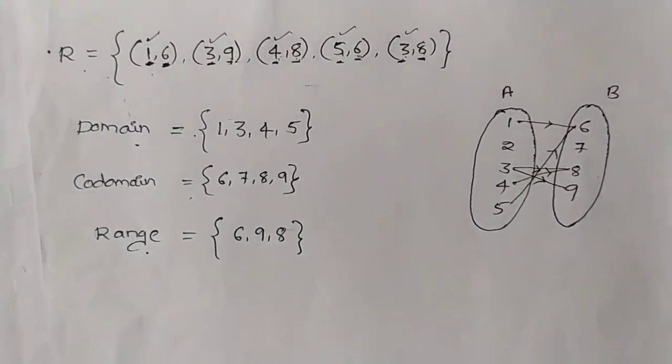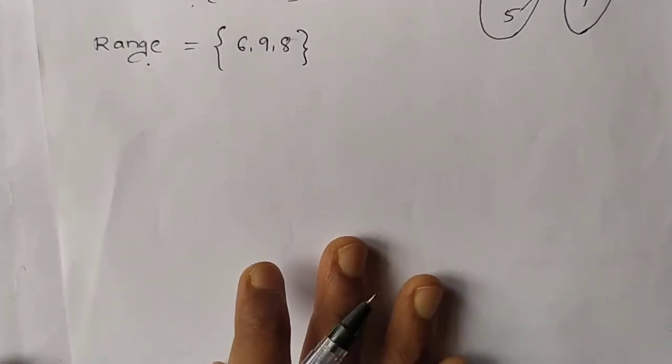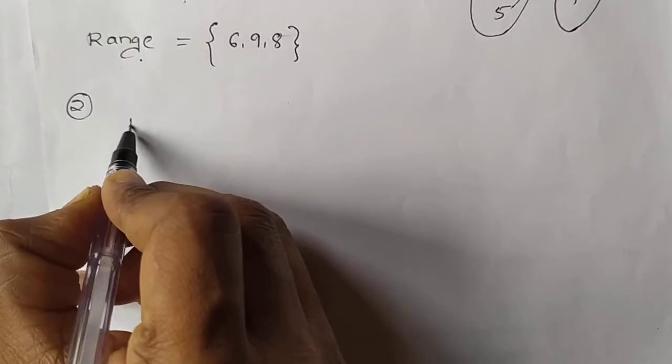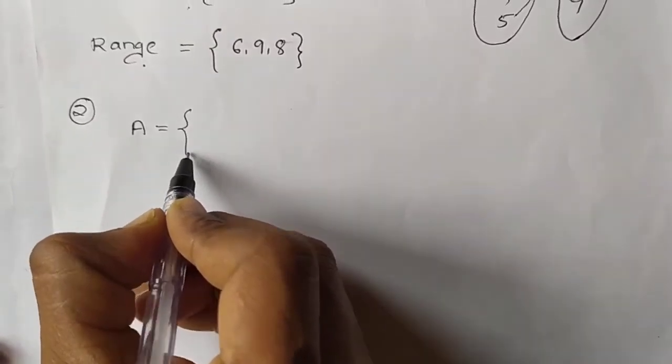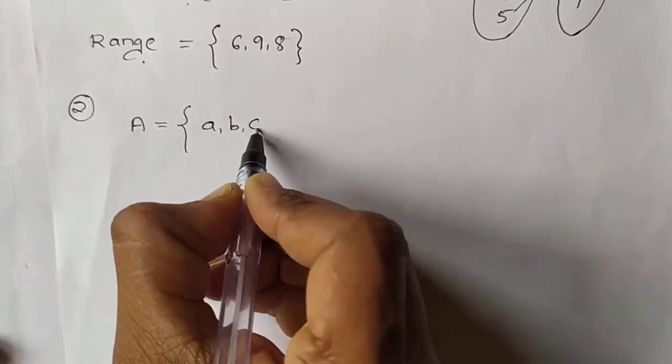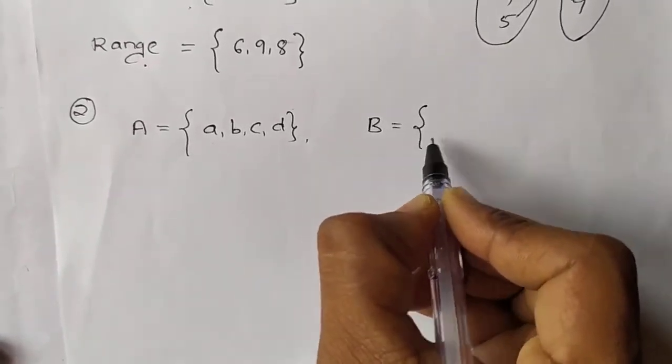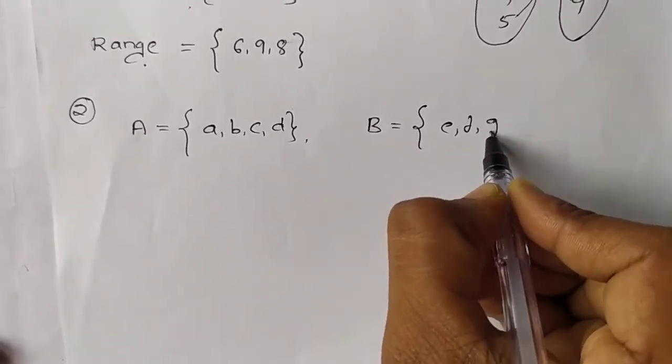It is the first example. If you want, I will give one more example based on these relations. Let us take one more example. Here we have the set A as A, B, C, D. Next, set B we have E, F, G, H.